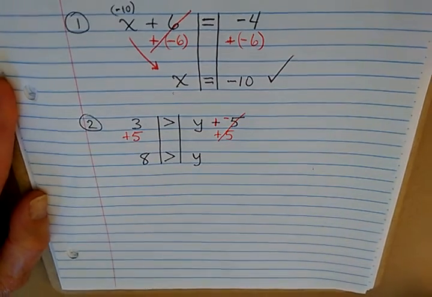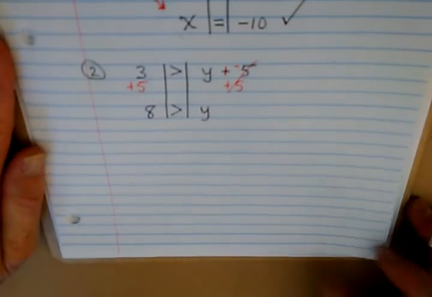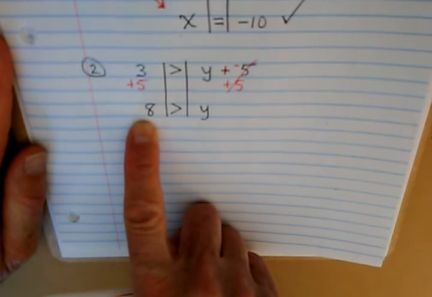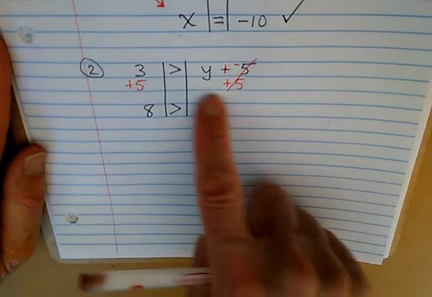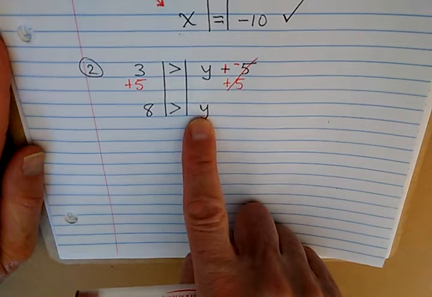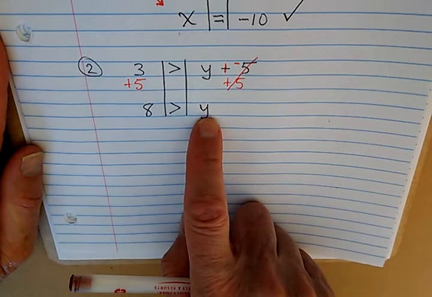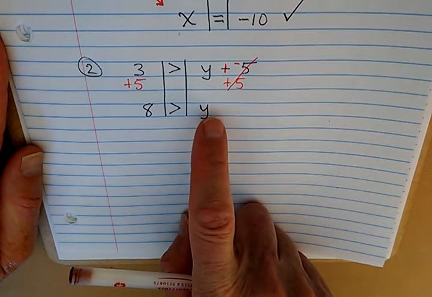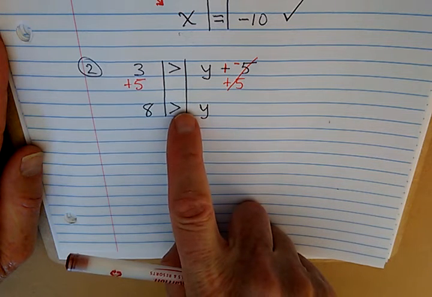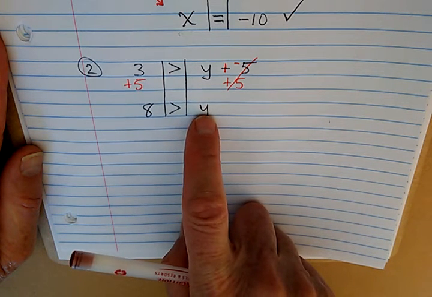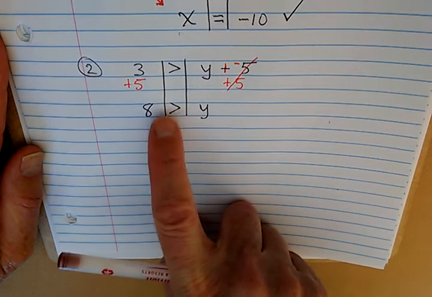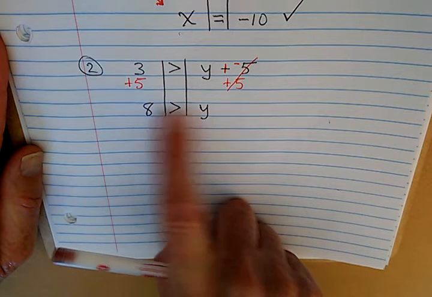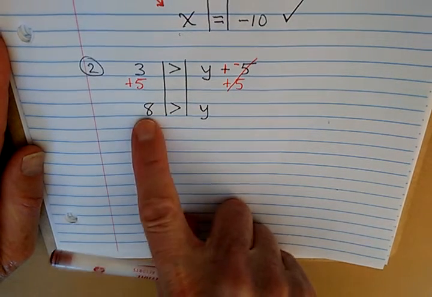Now remember, we can read it from left to right, but I always like to start with the variable because it makes it easier to understand. So we could read it backwards and say y, and the little point is pointing to the y, so it means y is less than 8. So y can be any number less than 8.